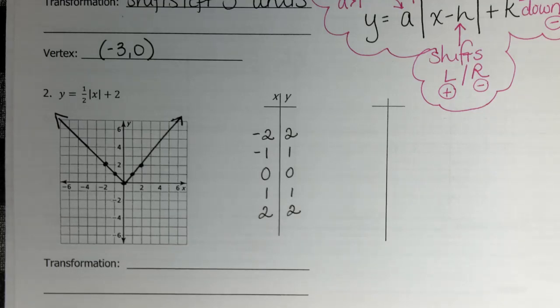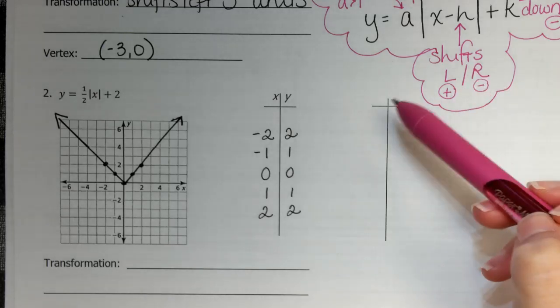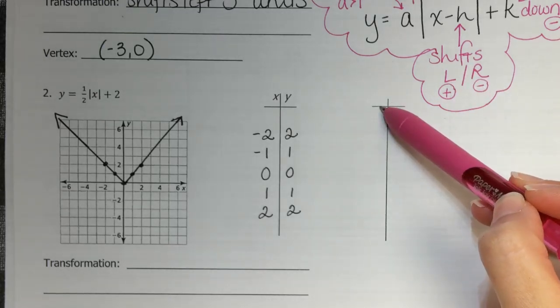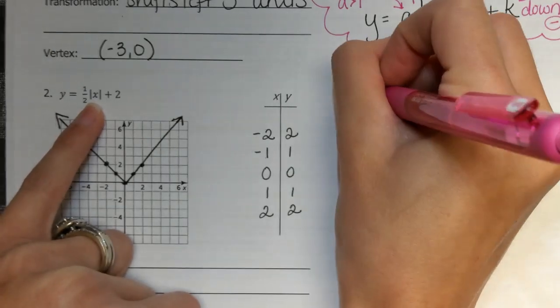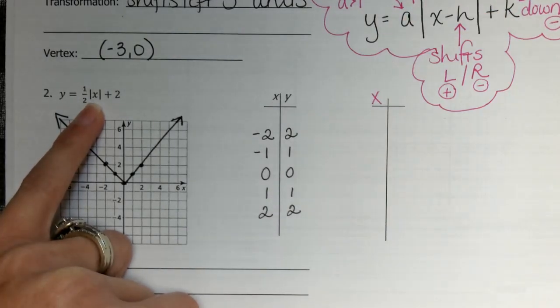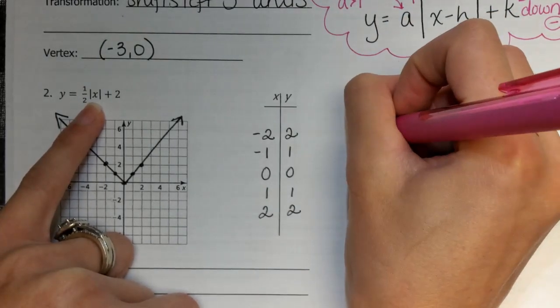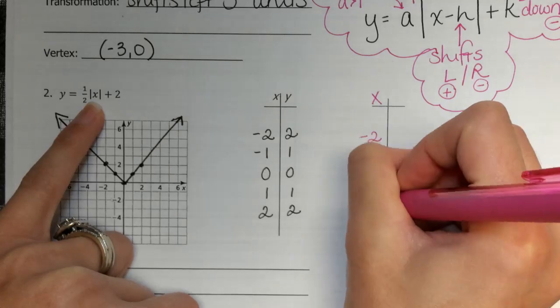Okay, now, when I do my transformation, I'm going to look at my x. Is anything happening inside the bars with x? No. So x's are going to stay the same. So if you want to go ahead and copy down your -2, -1, 0, 1, 2, you can.